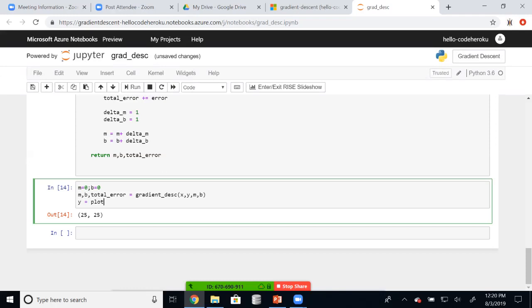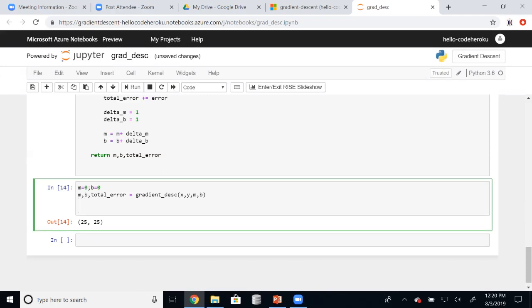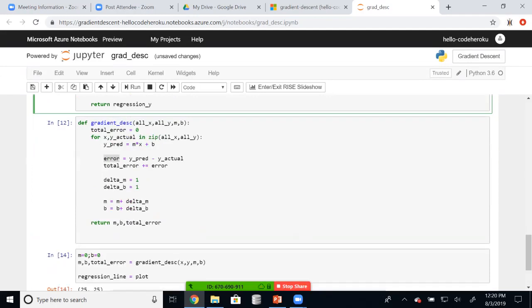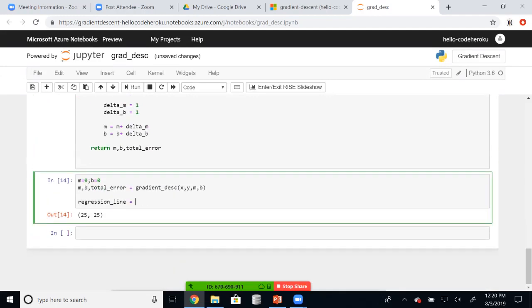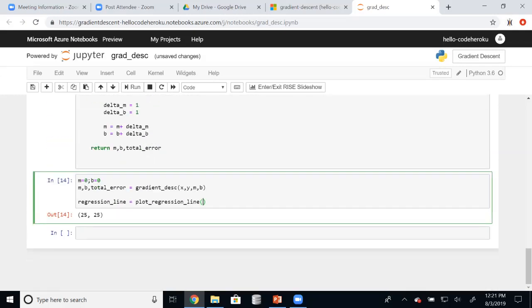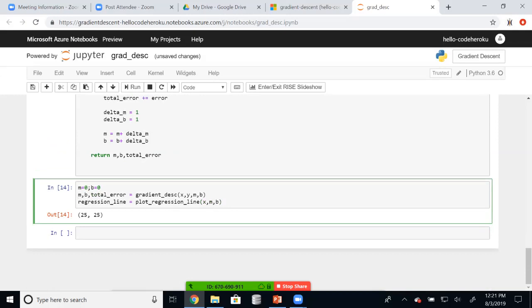Or actually not the y, but let's call it regression line, equal to plot regression line. And then what does this plot regression line take in? X and M and the B, right? So we need the X, the M and the B. Okay, so this will give us the value of regression lines, or the line that we want to plot.